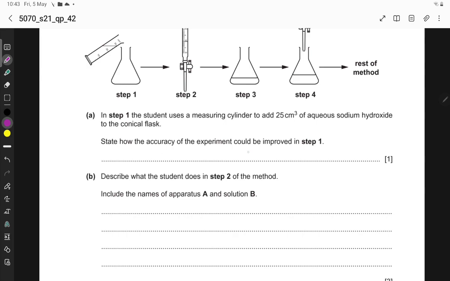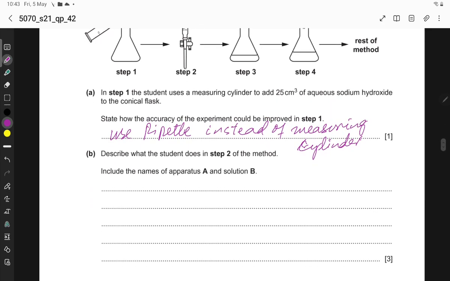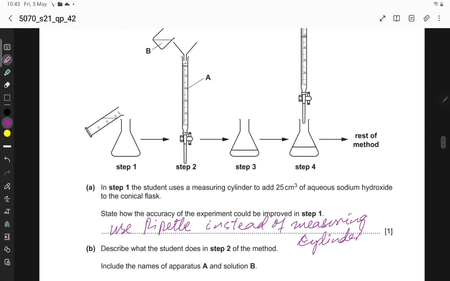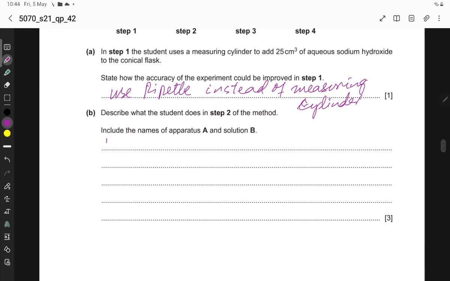State how the accuracy of the experiment could be improved in Step 1. Use a pipette instead of a measuring cylinder. Describe what the student does in Step 2. Include the names of apparatus A and B. Apparatus A is a burette and B is a beaker.